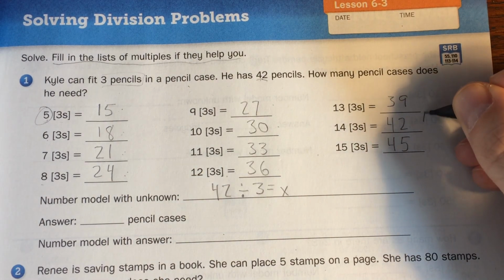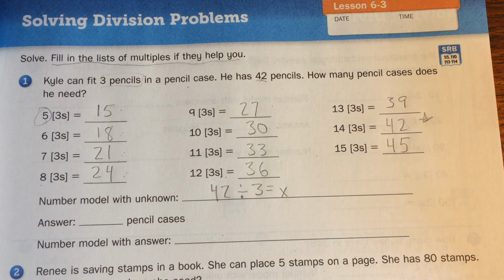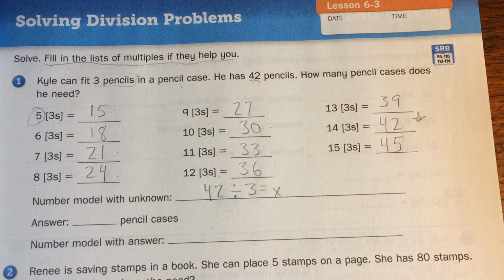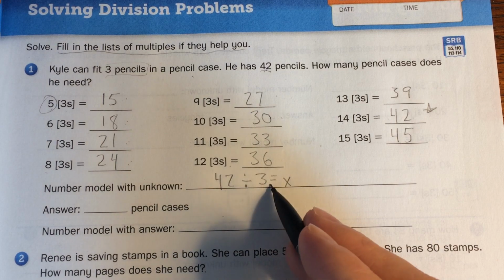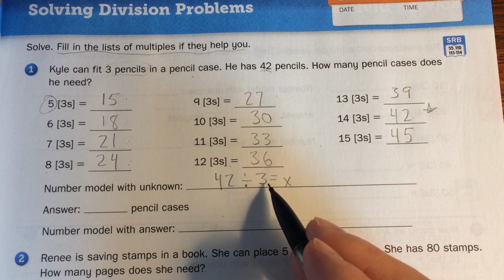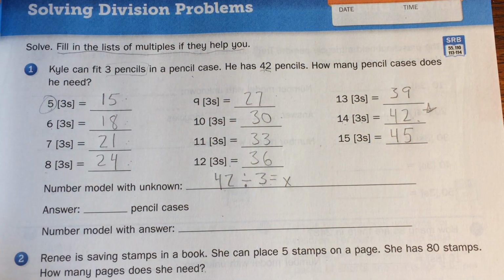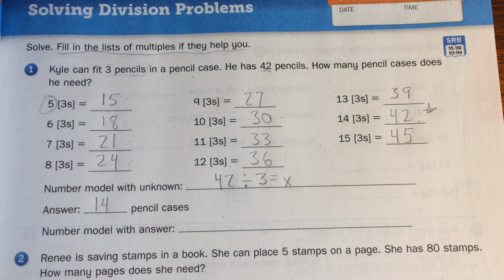And you might notice right here, 14 times 3 equals 42. And where have we seen that 14 before? Bam. Okay, just like we did with the grouping. So they're kind of giving you the long way around to finding this answer. So 42 divided by 3, we found out that 14 groups of 3 will get us to 42. So that means we would need 14 pencil cases.